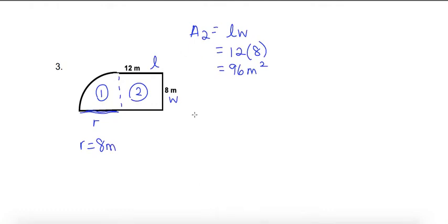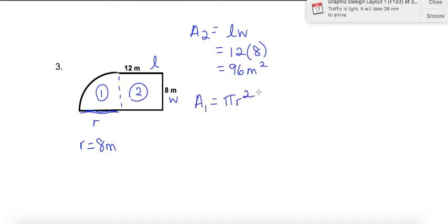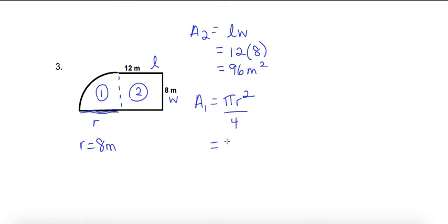And now I can use that when I try to calculate the area of my circle. So the area of a circle is pi r squared. But because I'm only doing a quarter of a circle, I'm going to take this expression and divide by 4. If it was a half circle, I would divide by 2, but because it's a quarter of a circle, I divide by 4. So remember, you can use the value 3.14 to represent pi. My radius, I'm going to substitute as 8 squared, divide by 4.